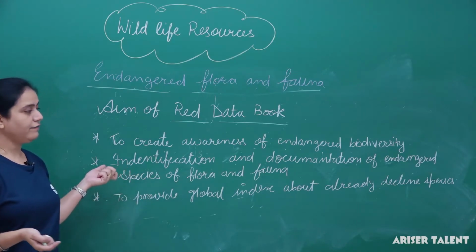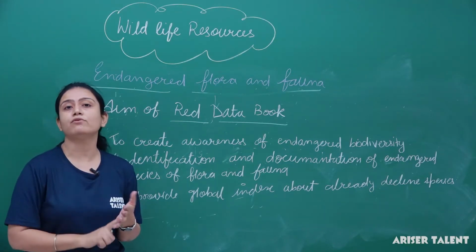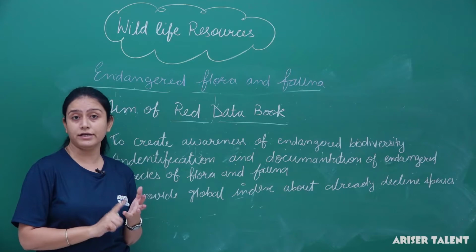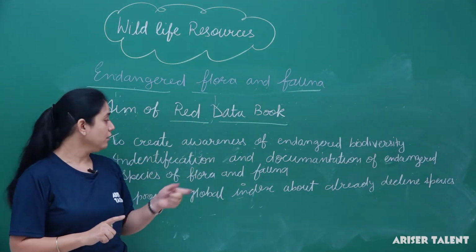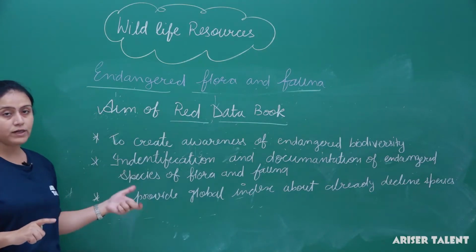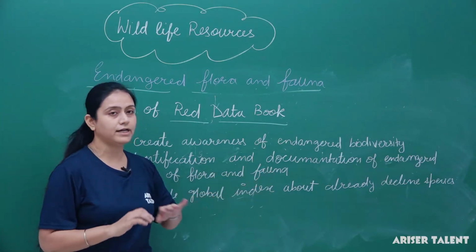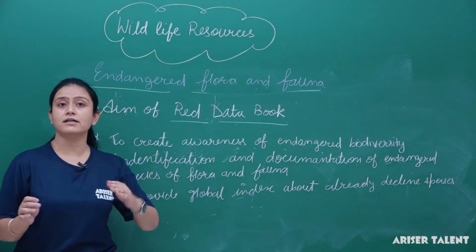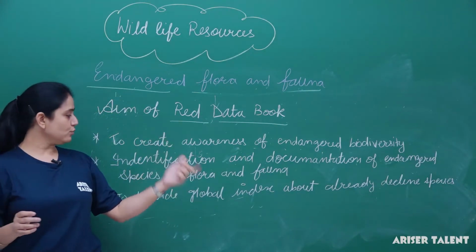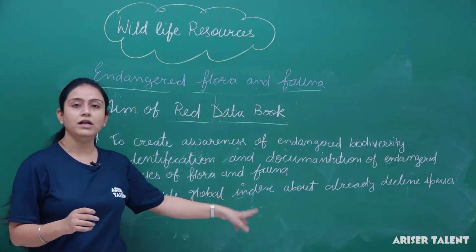Identification and documentation. First, they have to identify which species are in danger, and make a document of it. Next, to provide a global index about already declined species. Those species have already declined in different nations, that these are the endangered species. So they have to provide a global index.